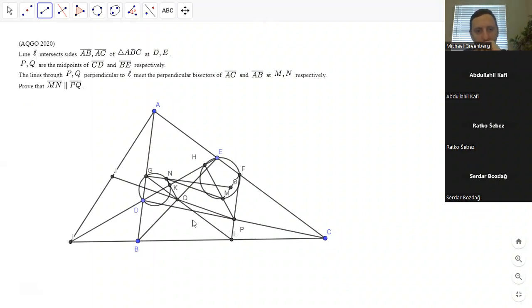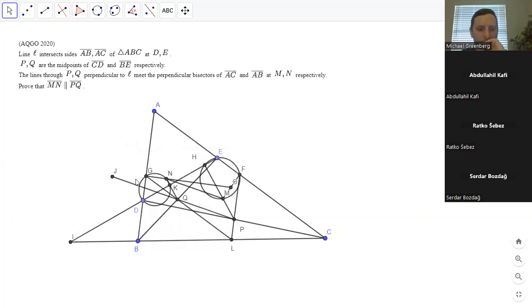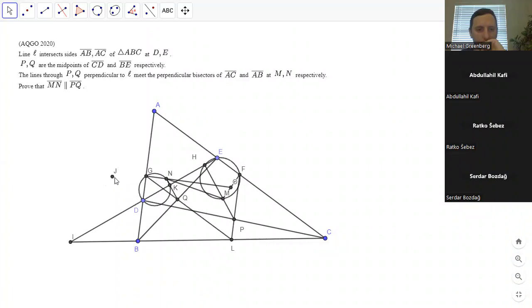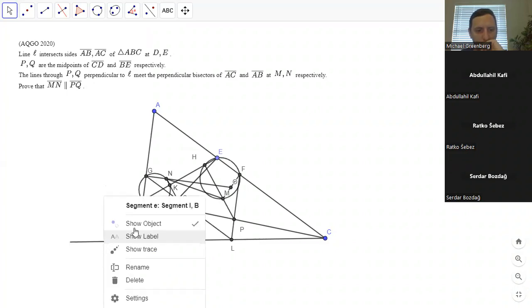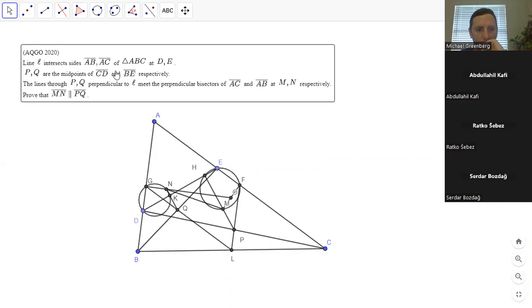So yeah, FP and QG both pass through the midpoint of BC. And I'm going to hide this. I don't think it's that useful anymore. We can now maybe try a bit of trig.